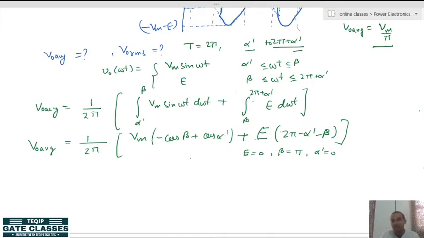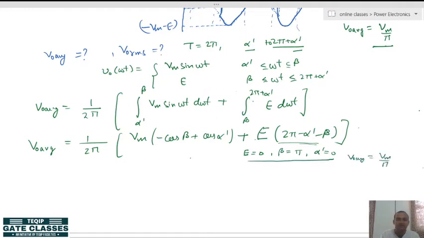E is 0 means this second portion of the equation will be completely 0, and here put beta equal to pi. So cos pi is minus 1, minus plus 1, and alpha dash 0 means cos alpha plus 1. So 1 plus 1 is 2. Here again if you solve it, 2 will cancel out. If you apply this condition, again you will get average output voltage as Vm upon pi.